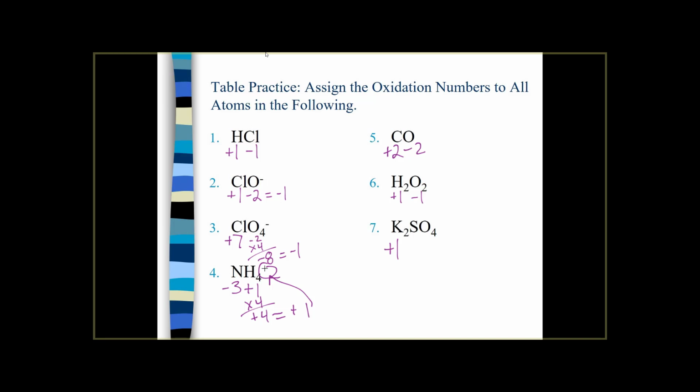And last, the potassium sulfate. We have, if I work out my oxygens, we can see that that sulfur needs to be a +6. And I do have 2 of these potassiums for a total of +2. So a +2, a +6, and a -8, that all is neutral. But again, it's that top number that's important. So those are the oxidation numbers of the potassium, the sulfur, and the oxygen.